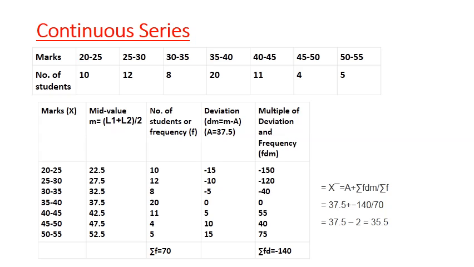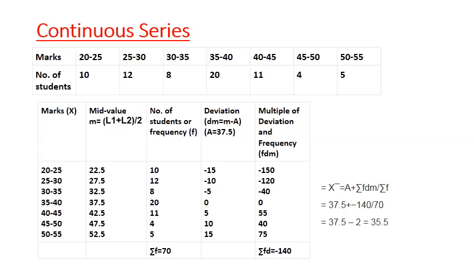Now the multiple of deviation and frequency, fdm. You can see here fdm. f is 10, dm is minus 15. 10 into minus 15 is minus 150. 12 into minus 10 is minus 120. 8 into minus 5 is minus 40.